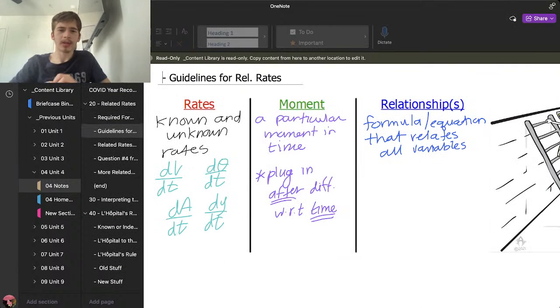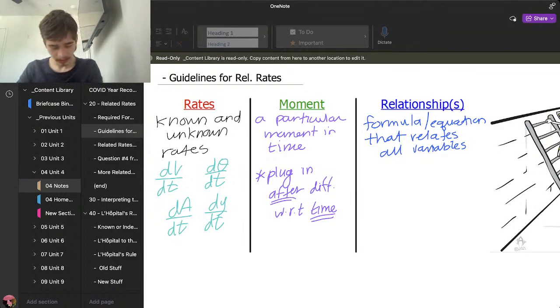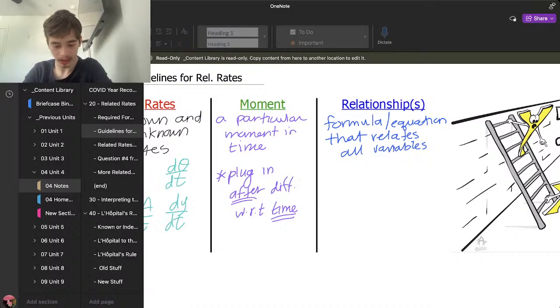Alright, related rates. Some people tend to struggle with this, as do I. There are different approaches. You could do a table setup where you have your rates and relationships. For unit 4. Known and unknown rates: dV dt, d theta dt, dA dt, whatever it may be. There's something you're usually given in the question. This is a type of MCQ, most likely.